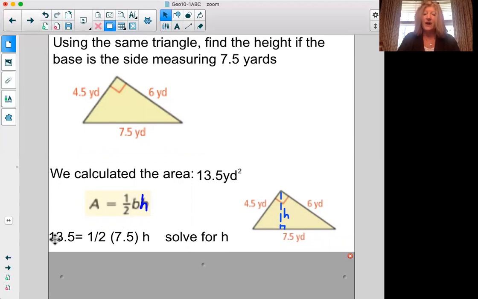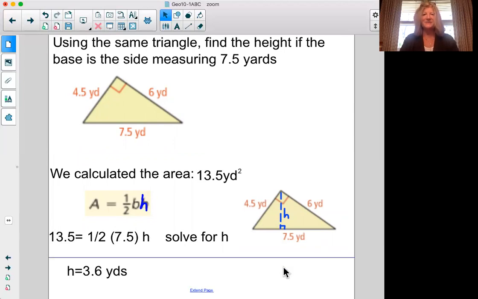The area we already found equals half the base. We're going to use 7.5 as the base with the height h. And we know how to do inverse operations: multiply both sides by 2, divide both sides by 7.5, and get h alone.